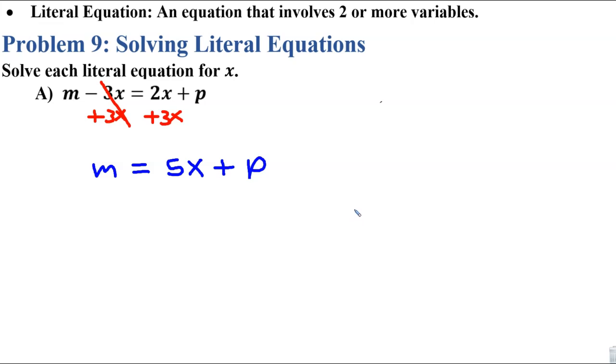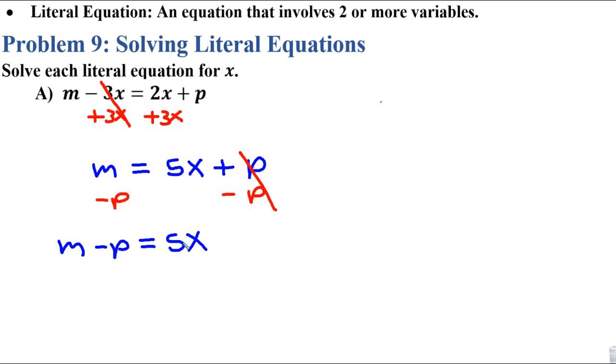And then I want to get the x by itself, taking the same steps as if this m and p were numbers, we'll just treat them as variables instead. So what I do next is subtract p from both sides. That'll give me m minus p is equal to 5x, because the plus p and minus p will cancel on the right side. M and p are not like terms, so I can't combine them. We'll just call them m minus p.